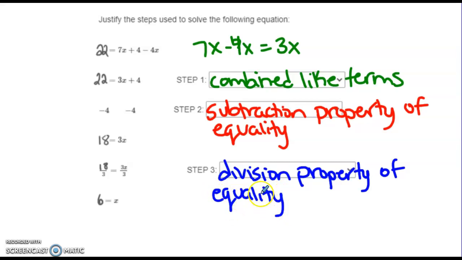And all of these properties of equality just mean whatever you do to one side, you have to do to the other. So if they're adding to both sides, that's the addition property of equality. If they're multiplying on both sides, that's the multiplication property of equality. It just means whatever you do to one side, you have to do to the other. Okay, I hope this helps.